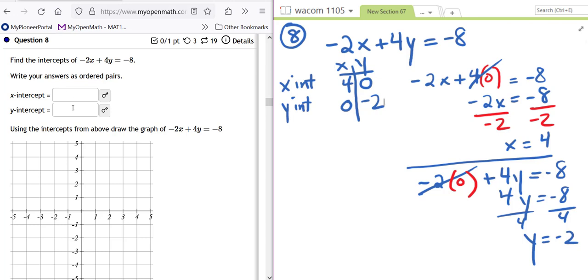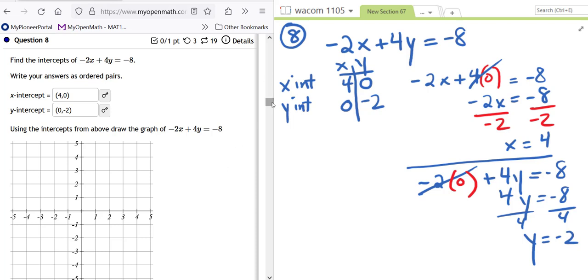Right, so we would click, let's see if it gives us the template again. No, it is not giving us the template. So they said write as ordered pairs. That means you have to do the parentheses on there. Okay, so x-intercept is 4, 0, close. Y-intercept is 0, negative 2, close.